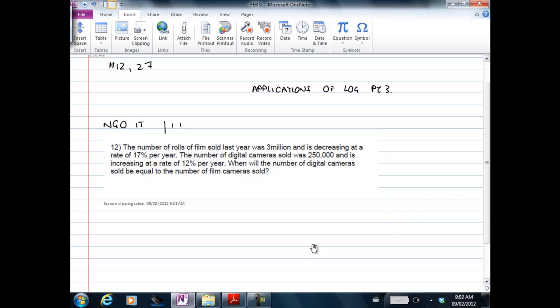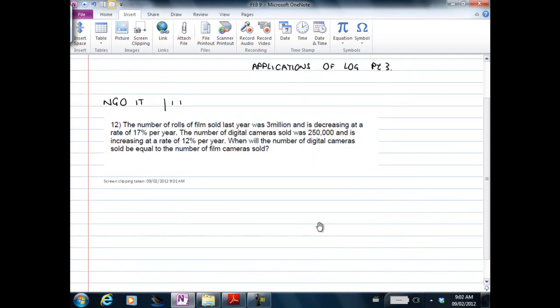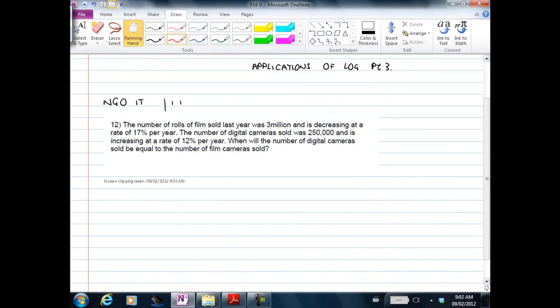The number of rolls of film sold last year was 3 million. It's in your package. And it's decreasing at a rate of 17%. On your package, I want you to highlight a few key words right now. The first is decreasing at a rate of 17%. So that would be 83, that's correct. I mentioned to you yesterday, Ryan, you said something, decreasing, so what does R represent? So what's the value of this going to be?